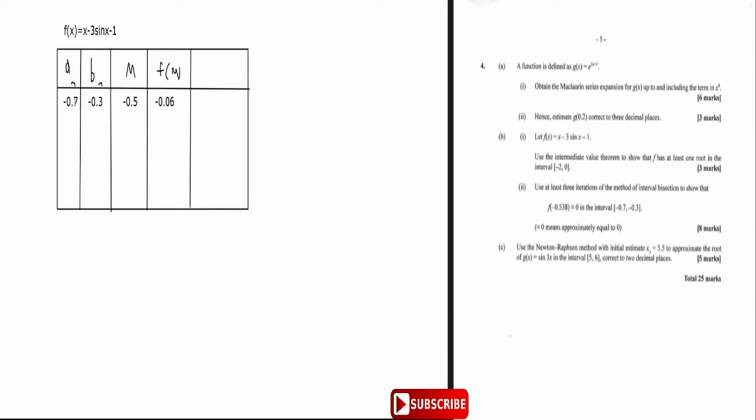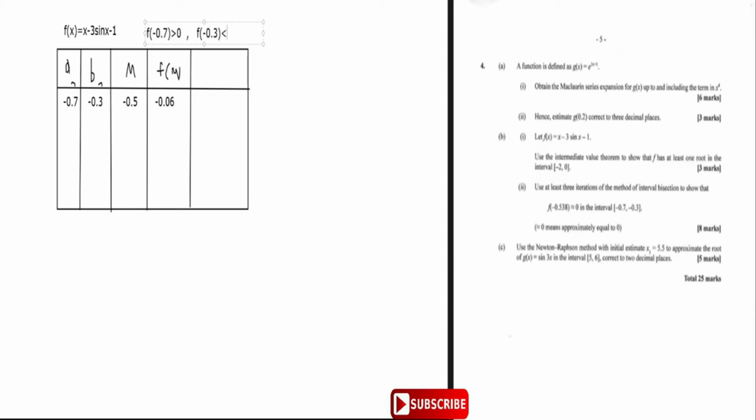First, we need to check which one of these was negative. So if you were to write down what was f of negative 0.7, just checking if that one was negative: negative 0.7 minus 3 sine negative 0.7 minus 1. This one is positive, and f of negative 0.3 is negative.